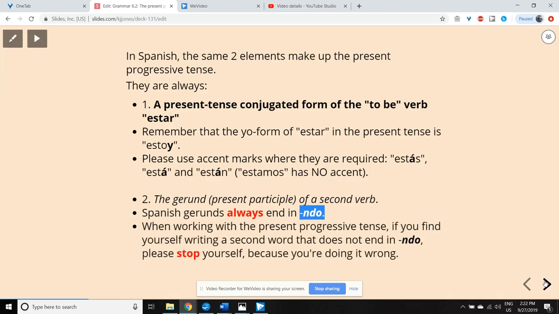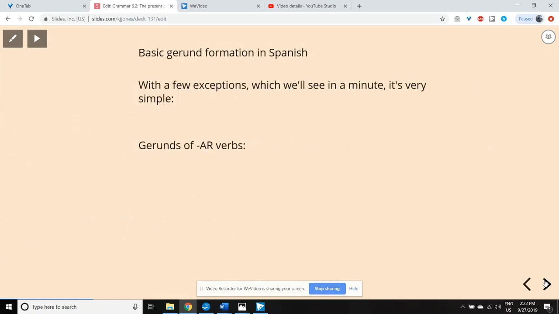When you're working with the present progressive tense, then, if you find yourself writing a second word that does not end in NDO, you need to stop yourself because you're doing it wrong. Okay, this is especially crucial in the upcoming midterm exam. So let's talk about basic gerund formation in Spanish. With a few exceptions, which we'll see in a minute, it is very, very simple.